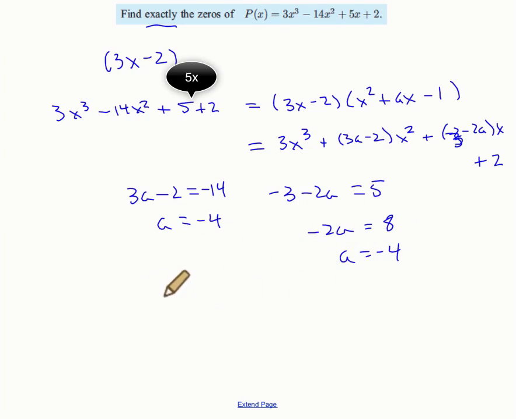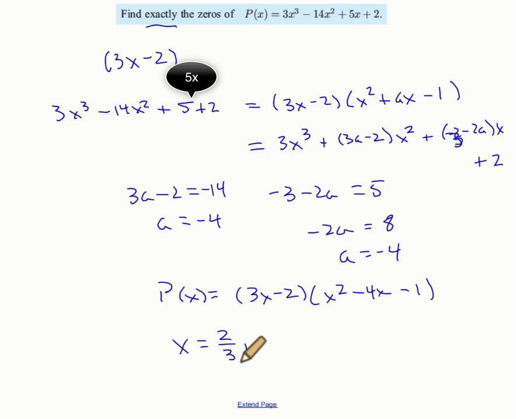And we finally get that p of x is equal to 3x minus 2 times x squared minus 4x minus 1. And so the zeros are x equals 2/3. Again, I am not going to bore you with the algebra. Using the quadratic formula, we get 2 plus or minus the square root of 5. And those are our 3 roots for the cubic.